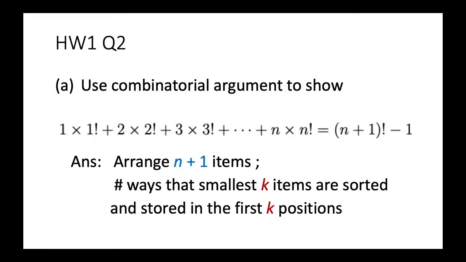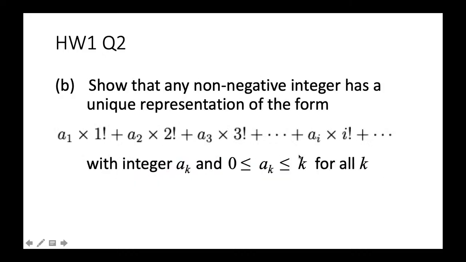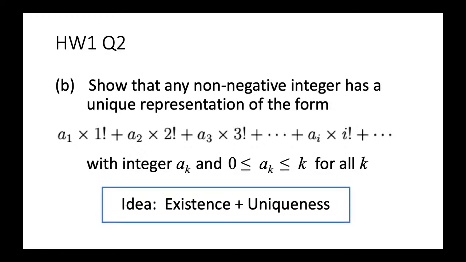So the basic idea is we are making use of this. When you set a1 to be the largest value, a2 to be the largest value, up to an set to be the largest value n, and all the remaining parts are 0, this will give us a value of n plus 1 factorial minus 1. For this kind of problem, we want to show that any such number has at least one representation. This is the existence.